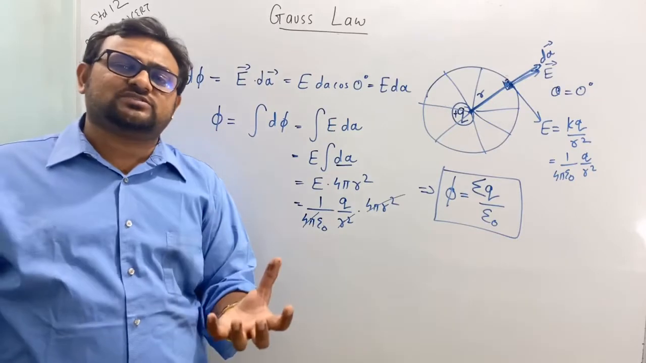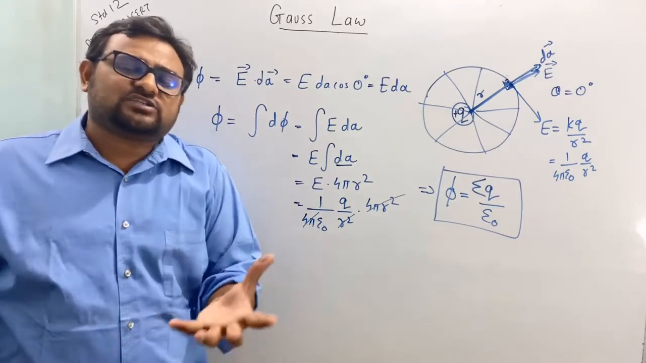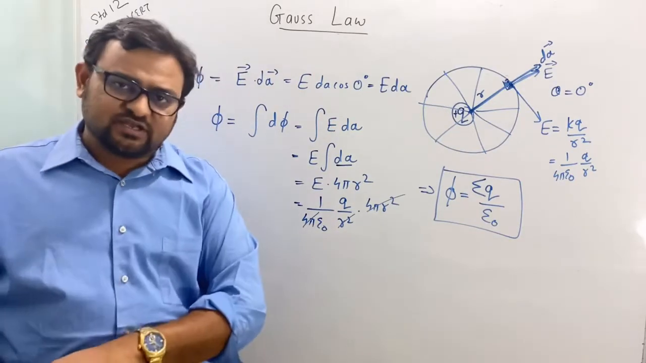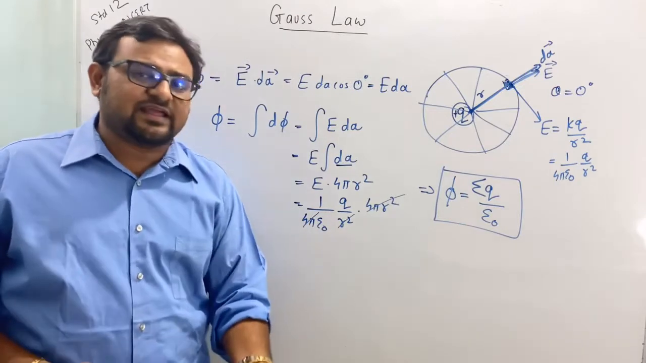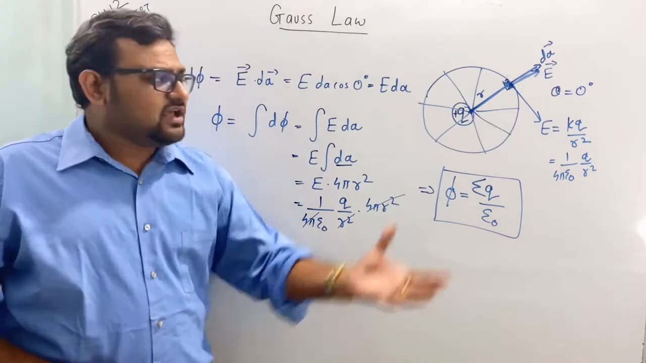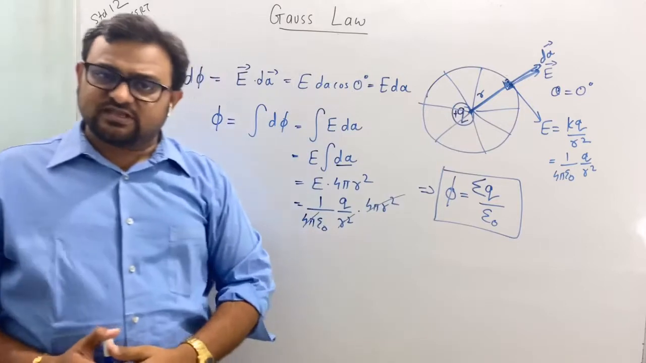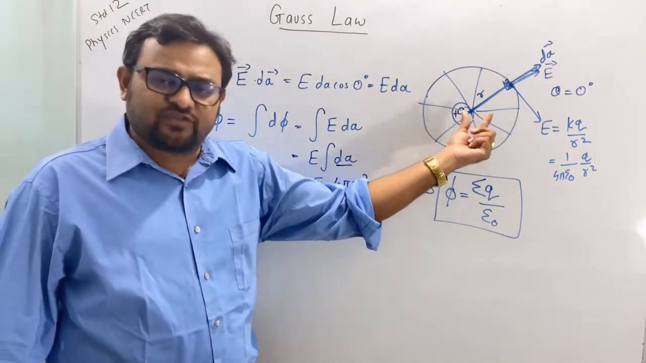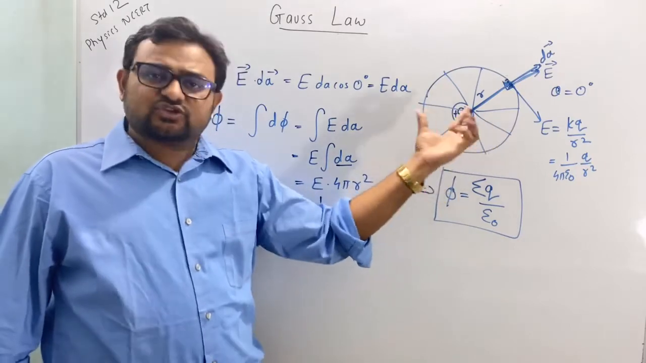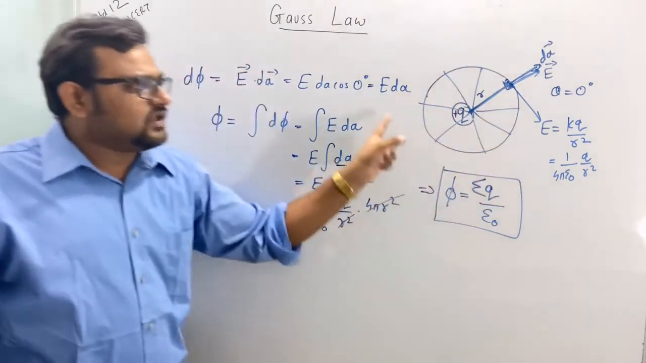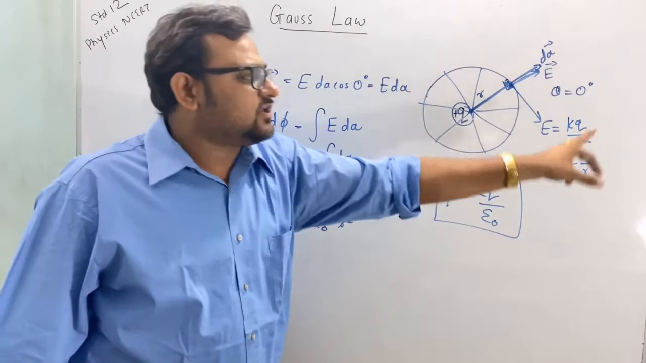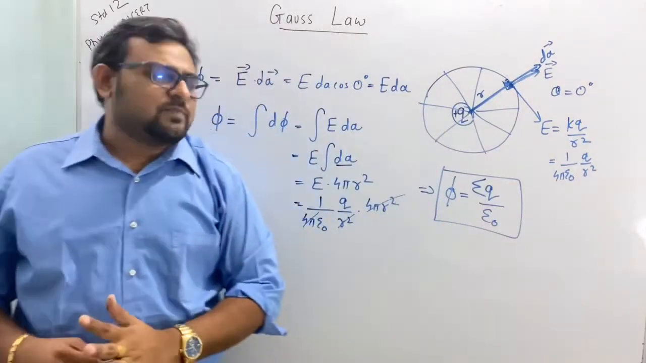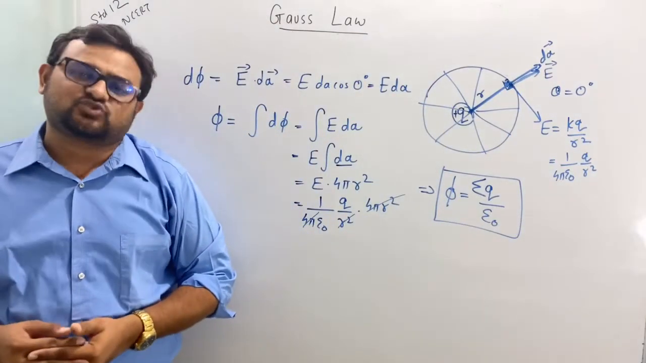Gauss law gives us the total electric flux passing through any closed surface. So first, what type of area have we selected? We have selected a spherical surface, and we have assumed there is a charge plus q at the center of the surface, right? So the electric field at every point on the surface will be kq by r square, or 1 by 4 pi epsilon 0 q by r square.